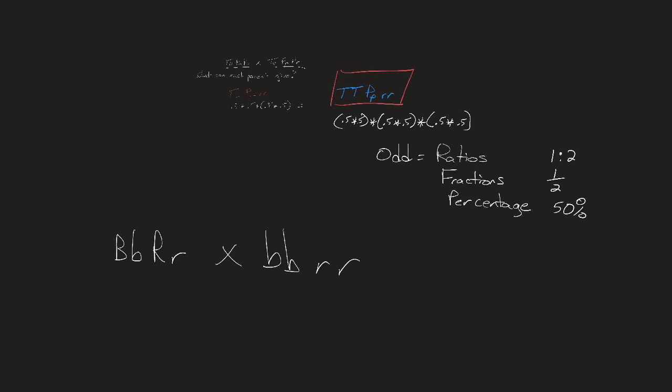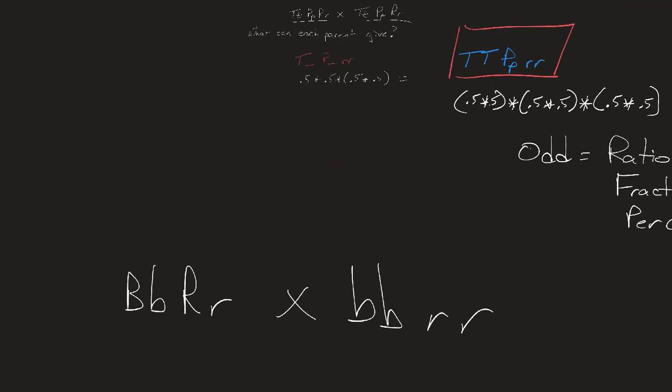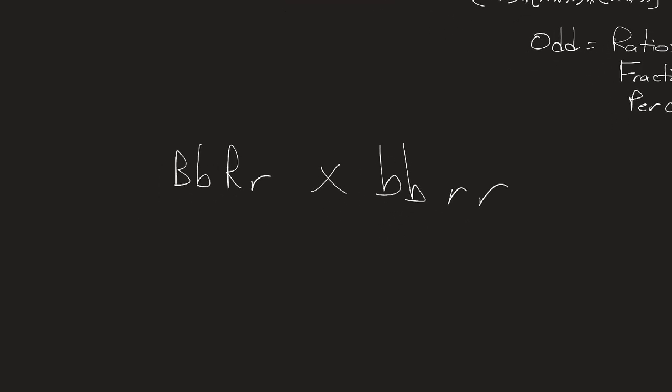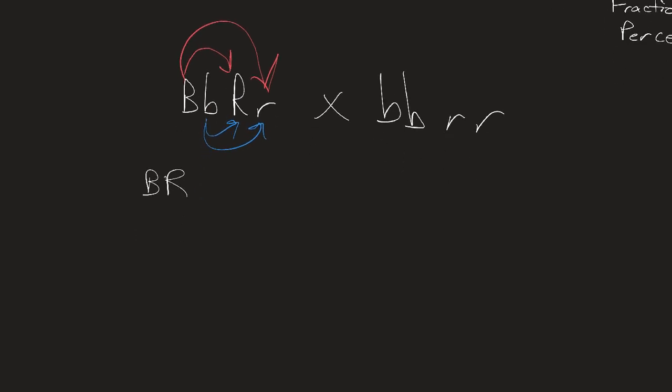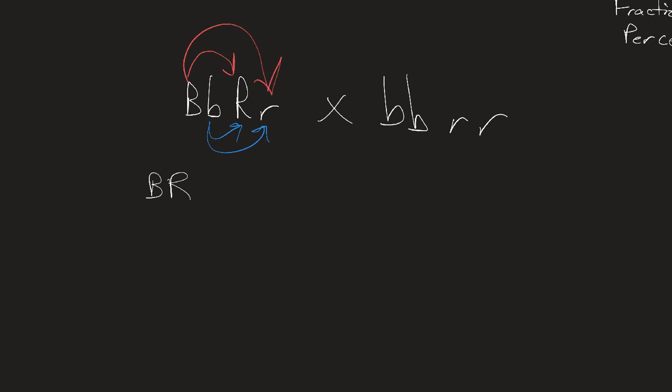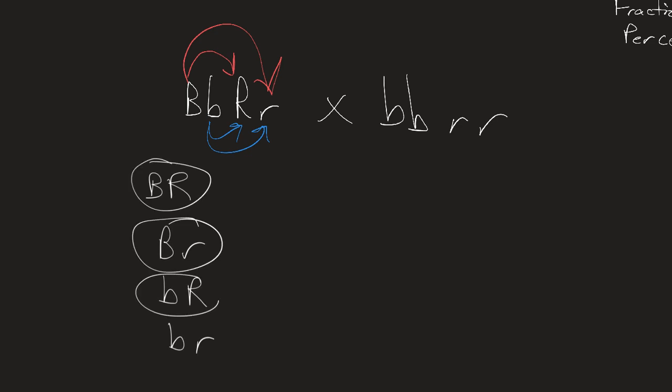So again, you ask that first question, what can each parent give? This parent can give up to 4 different ones, and give big B, big R, and someone said, well, how did you get that? You just use FOIL. This one, then that one, then this one, then that one, right? So those are the 4 different gametes you can get: big B, big R, big B, little r, little b, big R, and little b, little r. Those are 4 different eggs or sperm, depending on what you're dealing with here.